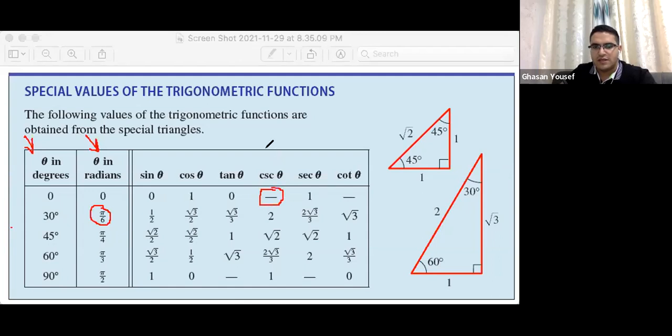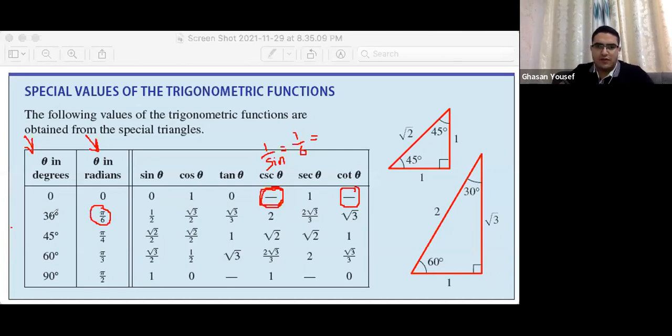Why? The cosecant is 1 over sine, and the sine is 0, so 1 over 0. What is 1 over 0 equal to? 1 over 0 is undefined. We don't have a value. That's why here does not have a value. The secant is 1 over cosine, and 1 over cosine is 1 over 1. The cotan is the same as 1 over tan, and tan is 0, so 1 over 0 is undefined. That's why we put the dash here.